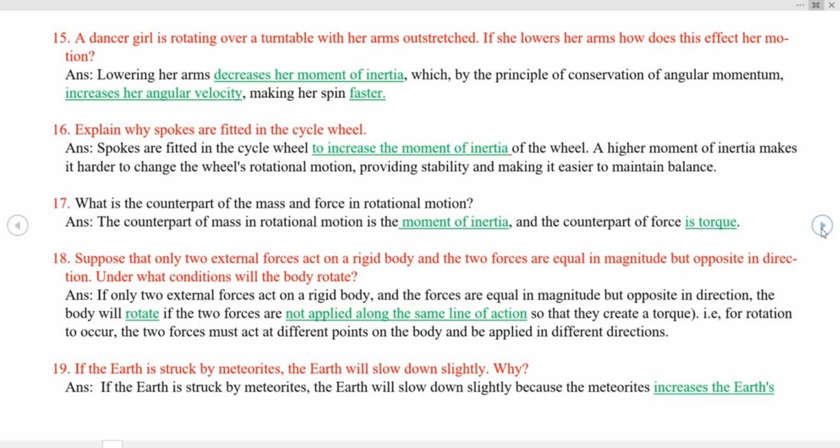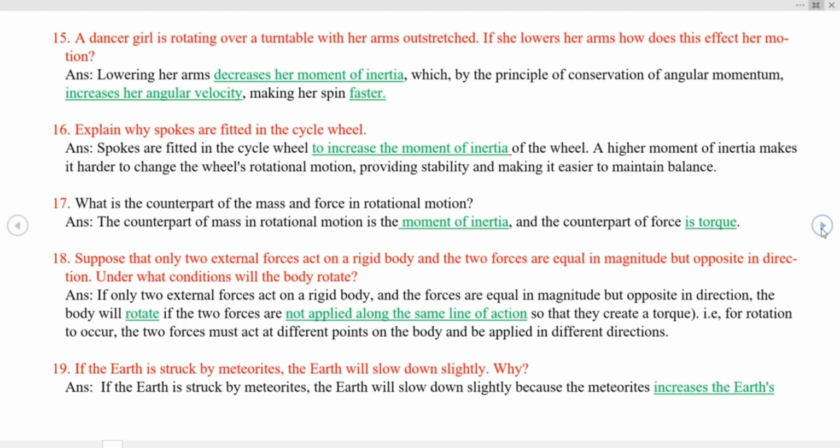Next question we have, explain why spokes are fitted in the cycle wheel. Spokes are fitted in the cycle wheel to increase the moment of inertia of the wheel. A higher moment of inertia makes it harder to change the wheel's rotational motion, providing stability and making it easier to maintain the balance. Next question we have is, what is the counterpart of mass and force in rotational motion? The counterpart of mass in rotational motion is moment of inertia, and the counterpart of force is torque.